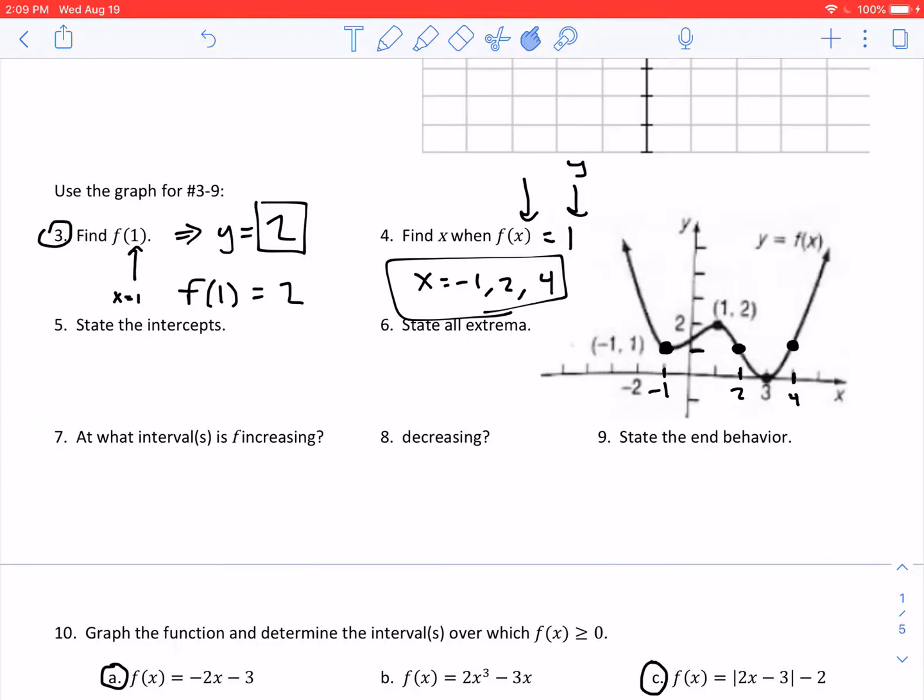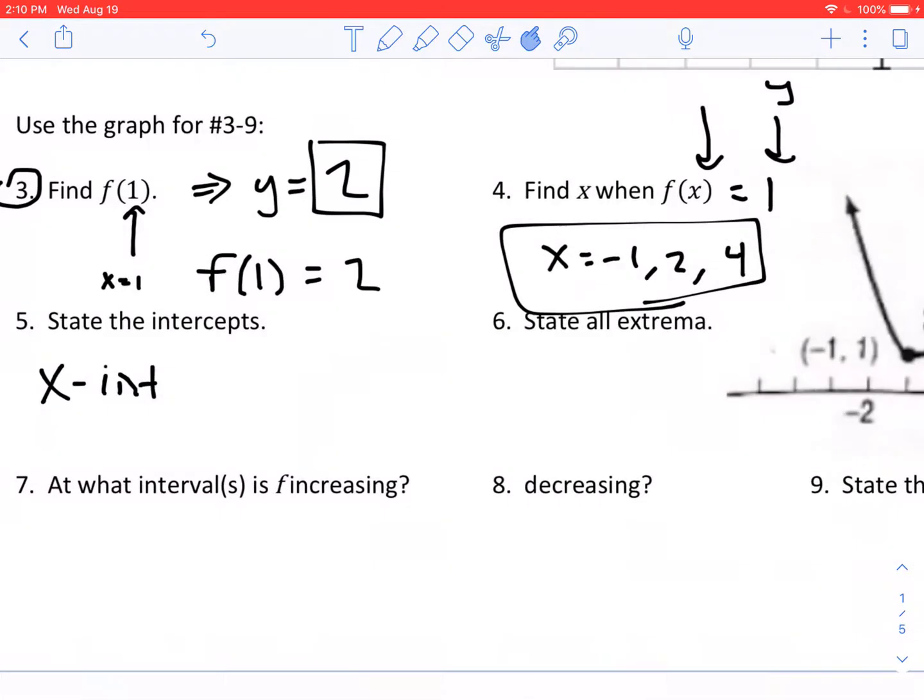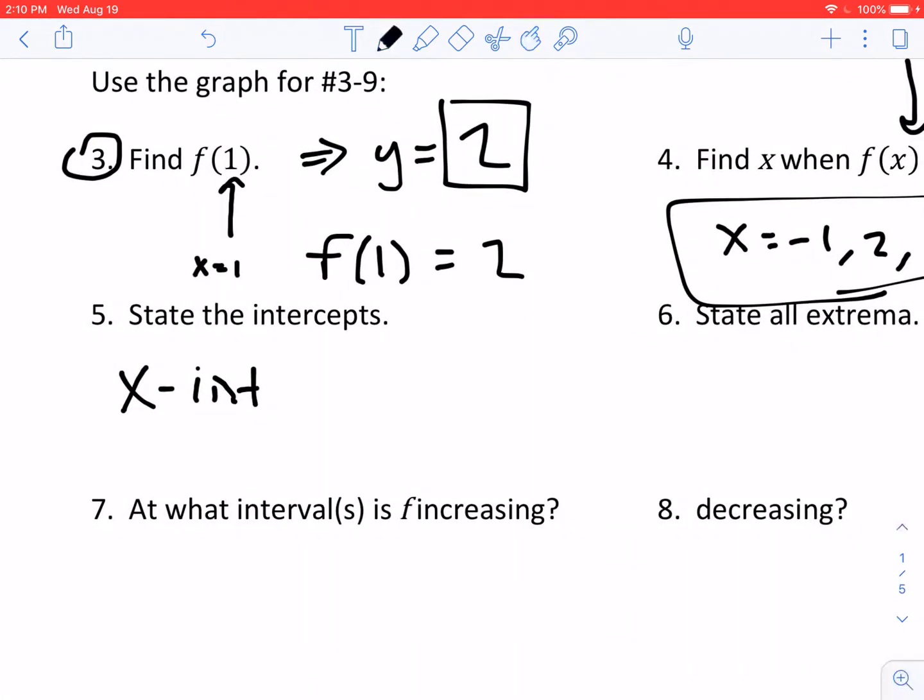State the intercepts. So in example 5, we were asked to state the intercepts. Well, how many intercepts are there? Notice it doesn't say state the y-intercept or state the x-intercept. It says state the intercepts, and there are 2. There's one x-intercept and one y-intercept. The x-intercept and the y-intercept.